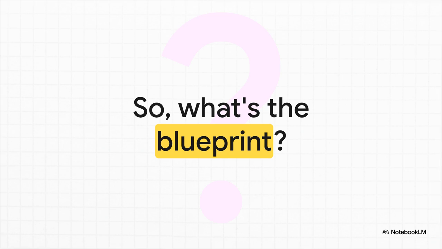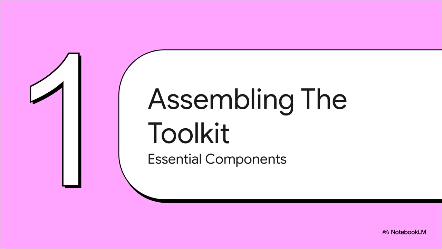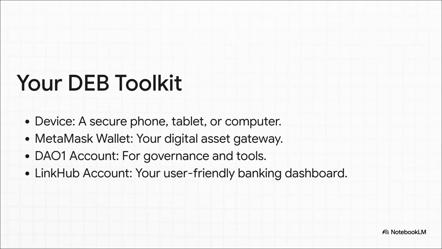But before we can even think about building anything, we have to get our tools together. First things first, right? We've got to assemble the toolkit. The guide is very specific here. There are 4 essential components you're going to need before you can even start. Think of these as the absolute foundational pillars for your personal bank. So first up, you need a secure device, a phone, tablet, computer.